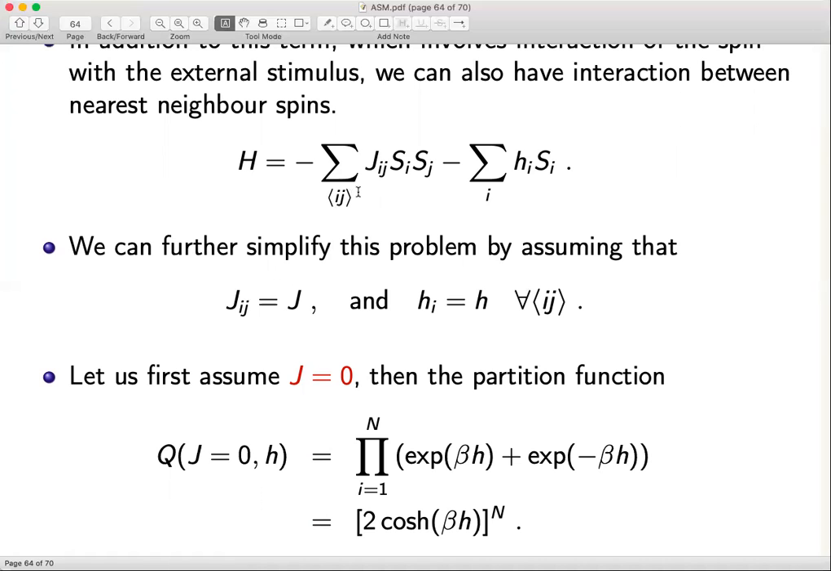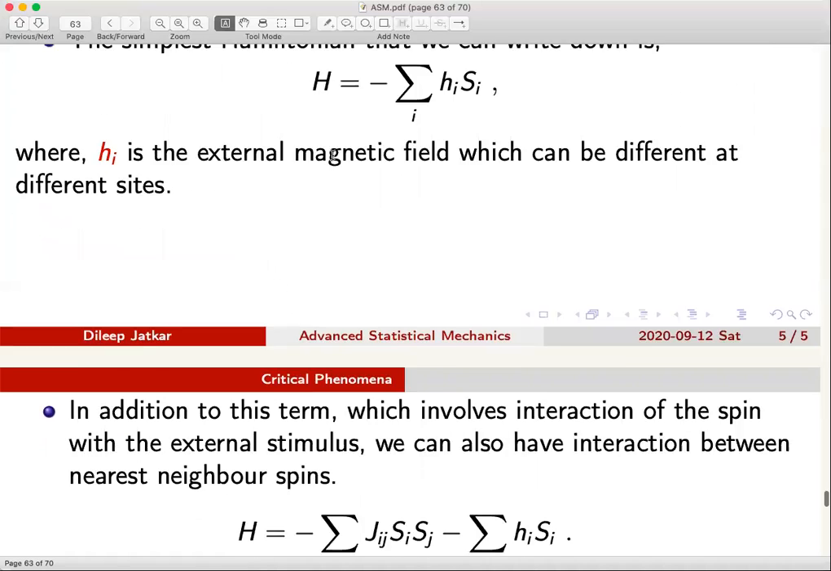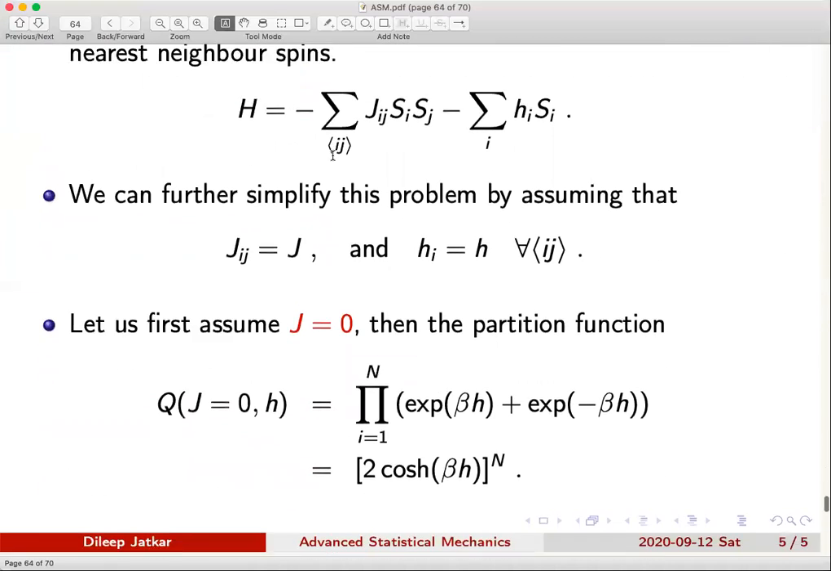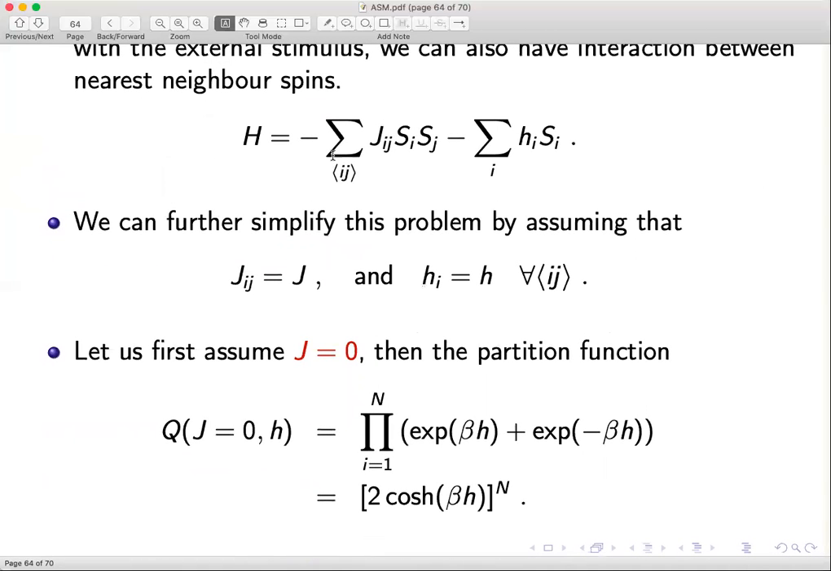Okay, so let's revert back to the original Hamiltonian that we had written down, which is namely this. That would correspond to just setting J equal to 0. If you do that, then it is easy to write down the partition function, simply because the contribution to the energy coming from the second piece in this Hamiltonian is totally independent for each lattice site. So whatever contribution comes from the ith lattice site has nothing to do with what contribution comes from the jth lattice site.